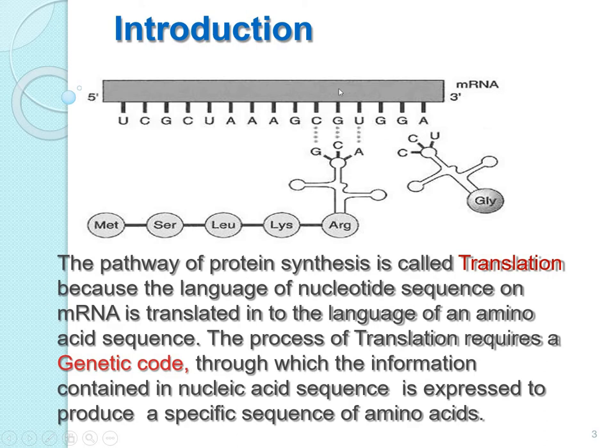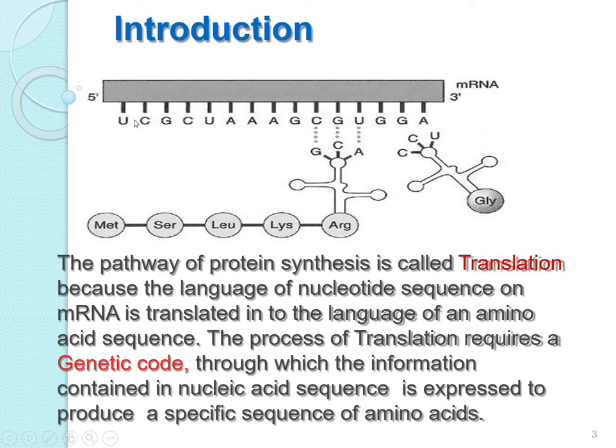These are the types of mRNA, 5 prime and 3 prime, and tRNA. This is the polypeptide chain, peptides, polypeptide chain. The pathway of protein synthesis is called translation, because the language of the nucleotide sequence on mRNA is translated into the language of amino acid sequence.